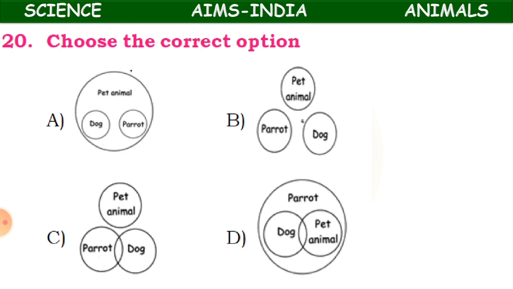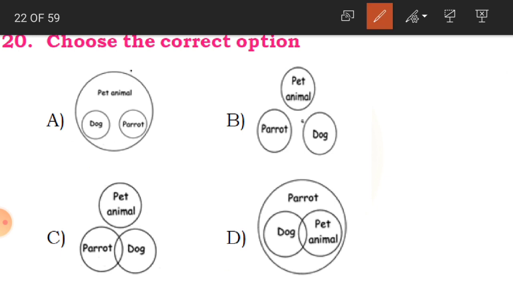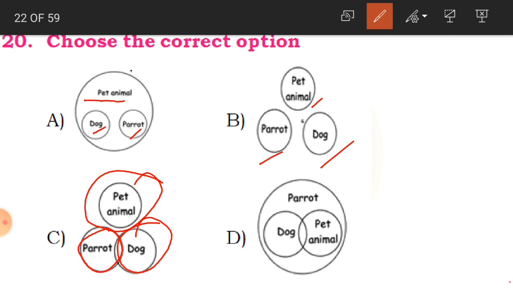Now choose the correct option. See here, as I have explained about the Venn diagram, children, carefully observe this and mark the correct option. A, see, in the big circle we have got pet animal, and we are stating that we have got dog and parrot in this pet animal. And here three different circles which are not connected to each other: pet animal, parrot and dog. So they are not connected.